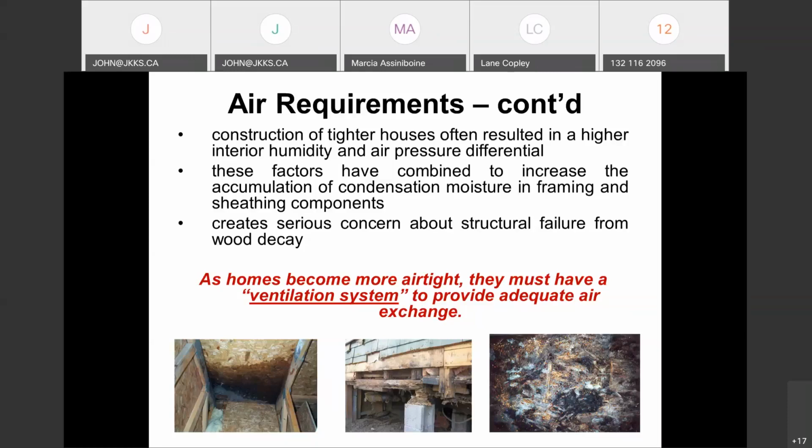So again, we see more damage here. Photo to the left, water damage in the back of the sheathing on a truss roof system. Damage to a house that's been raised, and certainly you can see wood rot, again, destroying a lot of the wood in the lower portion of the house.